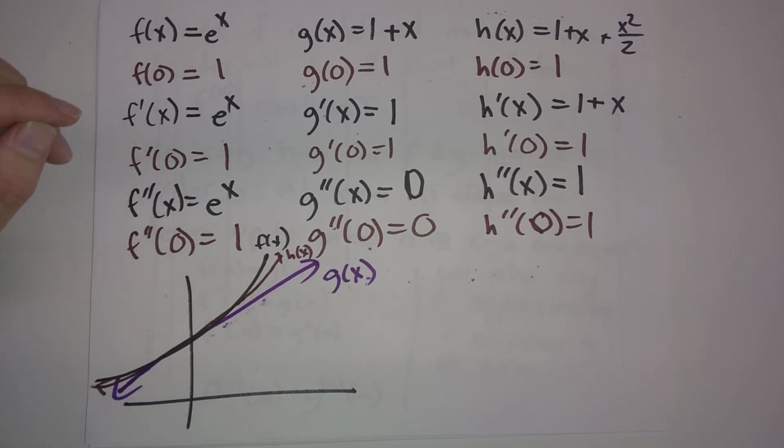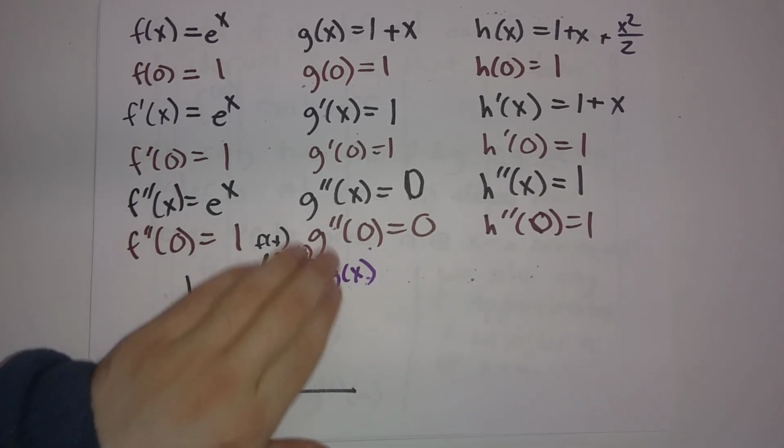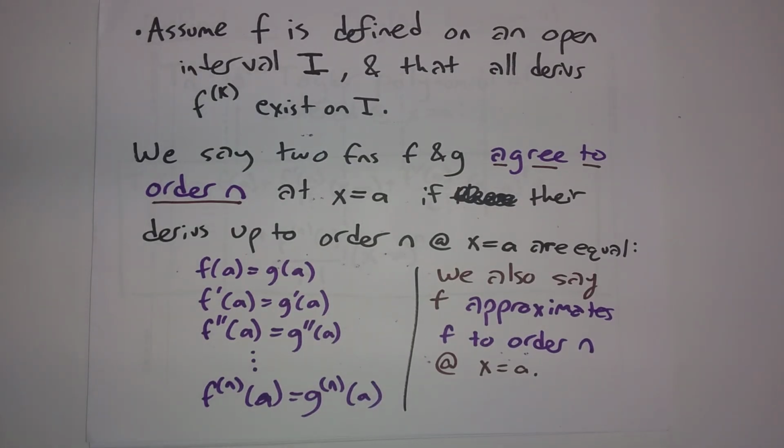Put all our ideas from the previous video on kind of more rigorous definitional footing. So before we get to our main definitions, here's just some background. Let's assume f is defined on an open interval I, and that all derivatives exist on I.